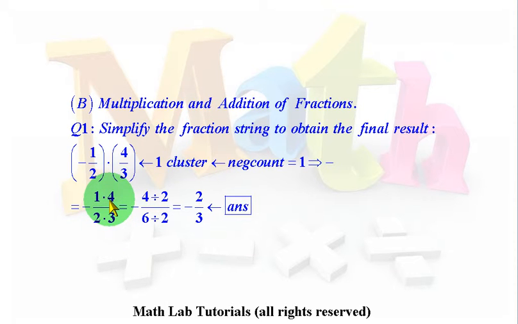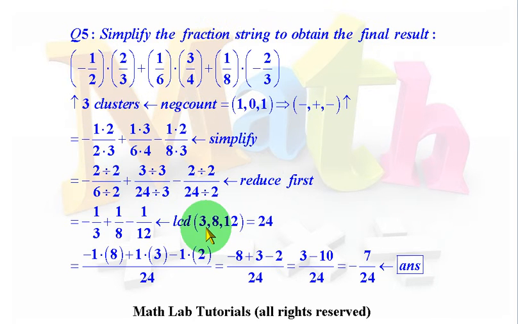Then you evaluate each expression in the numerator and denominator. You bring the minus sign with you. 1.4 is 4 and 2.3 is 6. And of course, minus 4/6 is a proper fraction, but it can be reduced. You can divide top and bottom by 2. When you do that, you get minus 2/3. So that's fairly straightforward. Let's go on to the next slide.